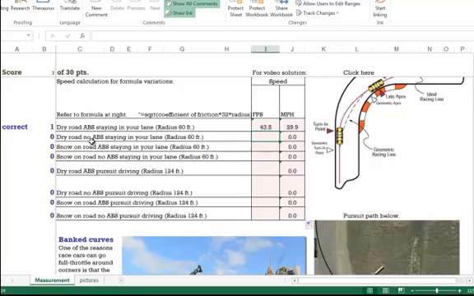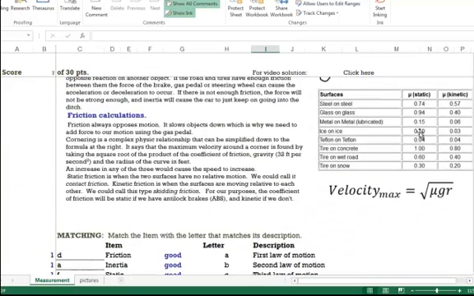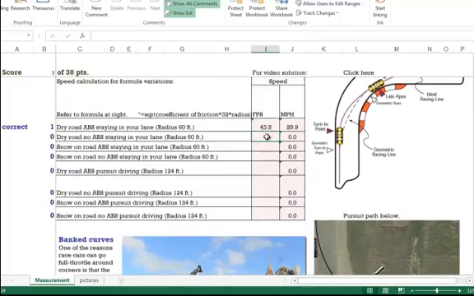All right, now if you have no ABS, notice the coefficient of friction goes down to 0.8. So equals square root of the coefficient of friction, 0.8, times gravity, which is 32, times radius, 60 feet.